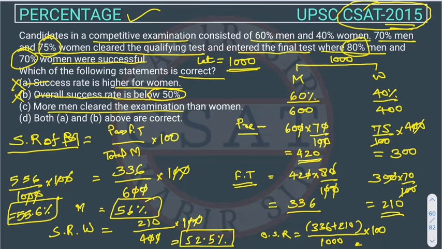So more men cleared the examination than women. How many men cleared? 336, we know from here. And how many women cleared the examination? 210. So option C is right. So the answer is this one, option C.